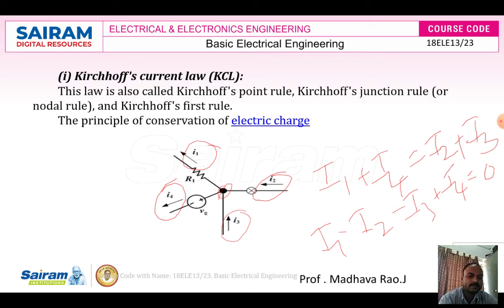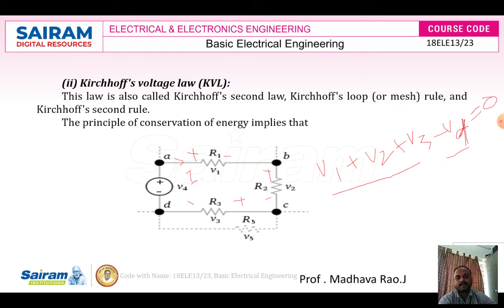So you take a network with 4 branches. I1 is the current flowing in one branch, I2 is the current flowing in another branch; I1, I2, I3, I4 are the currents flowing in this circuit. I1 and I4 are outgoing currents, I2 and I3 are incoming currents. According to KCL, I1 plus I4 is equal to I2 plus I3. Next, KVL states that KVL is Kirchhoff's second law, or mesh rule or loop rule. It is the principle of conservation of energy. Conservation of charge is KCL, conservation of energy is KVL.